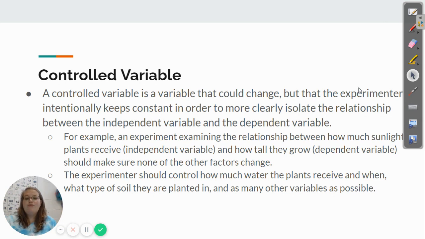For example, if we want to examine the relationship between how much sunlight plants receive and how tall they grow, we'd want to make sure that nothing else changes. We want to see what would happen if we had a plant that received no sunlight, because a plant's going to grow whether it has sunlight or not, we think. So we want to know what happens if there's no sunlight at all. So that's why we'd want a control group.